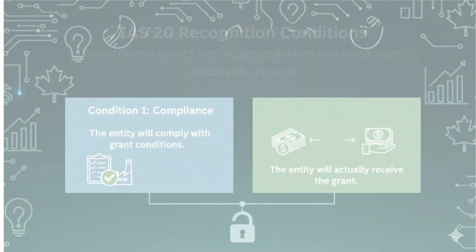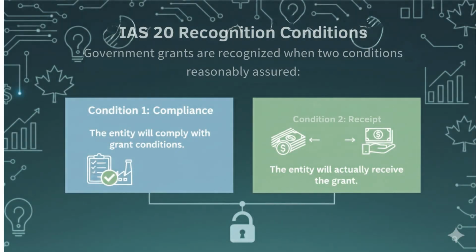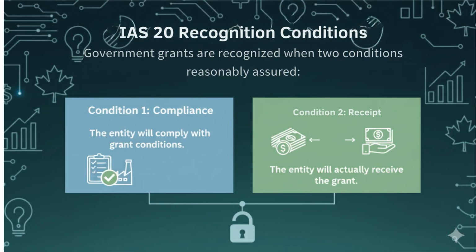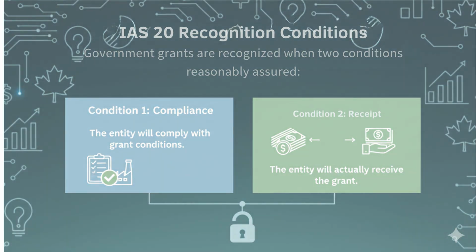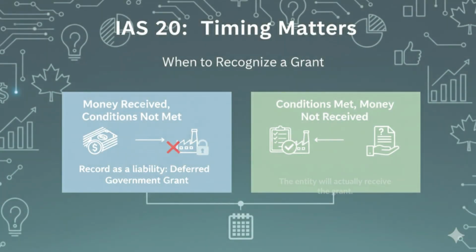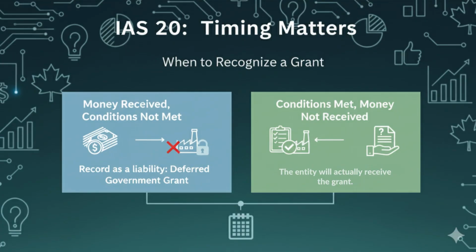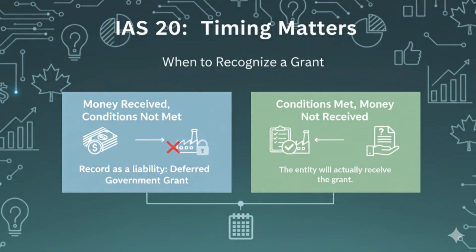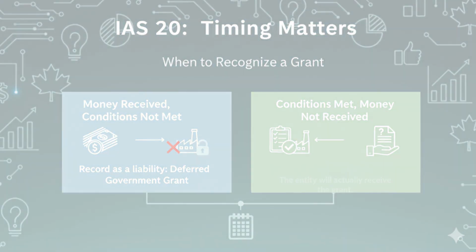Under IAS 20, government grants are recognized when two conditions are reasonably assured. 1. The entity will comply with the grant conditions. 2. The entity will actually receive the grant. So if you have the money but you're not sure you'll meet the conditions, record it as a liability, deferred government grant. If you've met the conditions but haven't received the money yet, record it as a receivable.